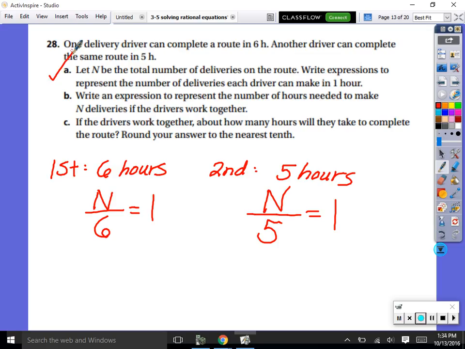Now let's answer B. It says write an expression to represent the number of hours needed to make n deliveries if the drivers work together. So now if you think about it, instead of this person being able to do n over 6 and this person doing n over 5, wouldn't it be them together adding them? Yeah. So n over 6 plus n over 5 equals 1. Now we'll solve for n.